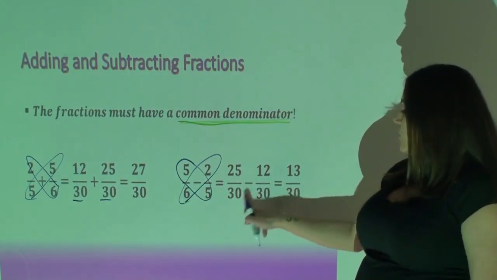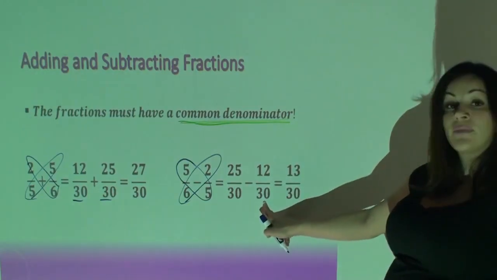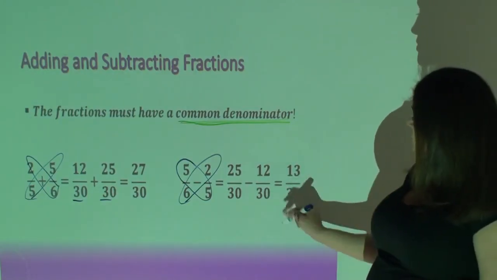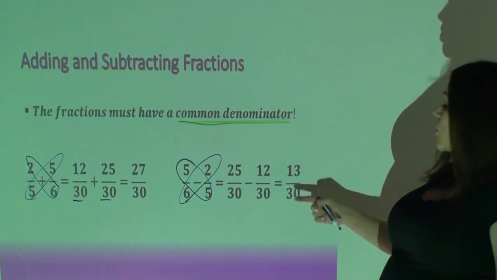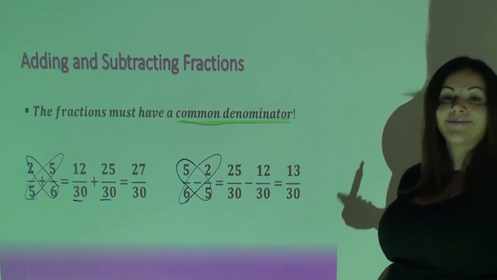So 25 over 30 minus 12 over 30. And so all we do is the computation on the top. So 25 minus 12 is 13 over 30, your common denominator.